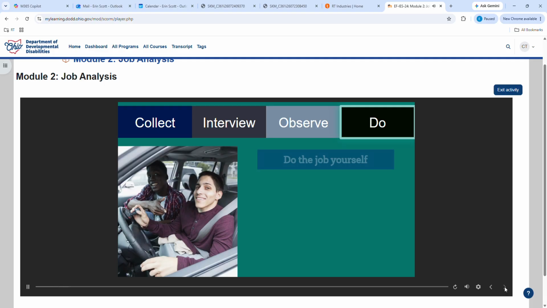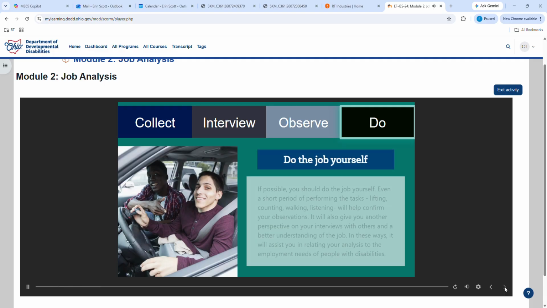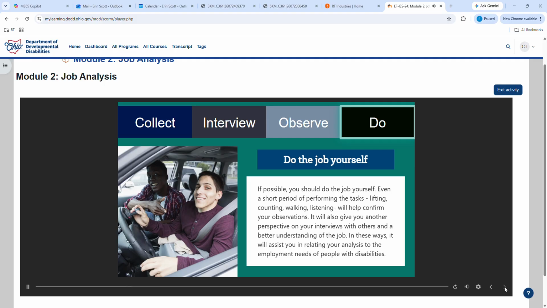Do the job yourself. If possible, you should do the job yourself. Even a short period of performing the tasks, lifting, counting, walking, listening, will help confirm your observations. It will also give you another perspective on your interviews with others and a better understanding of the job. In these ways, it will assist you in relating your analysis to the employment needs of people with disabilities.